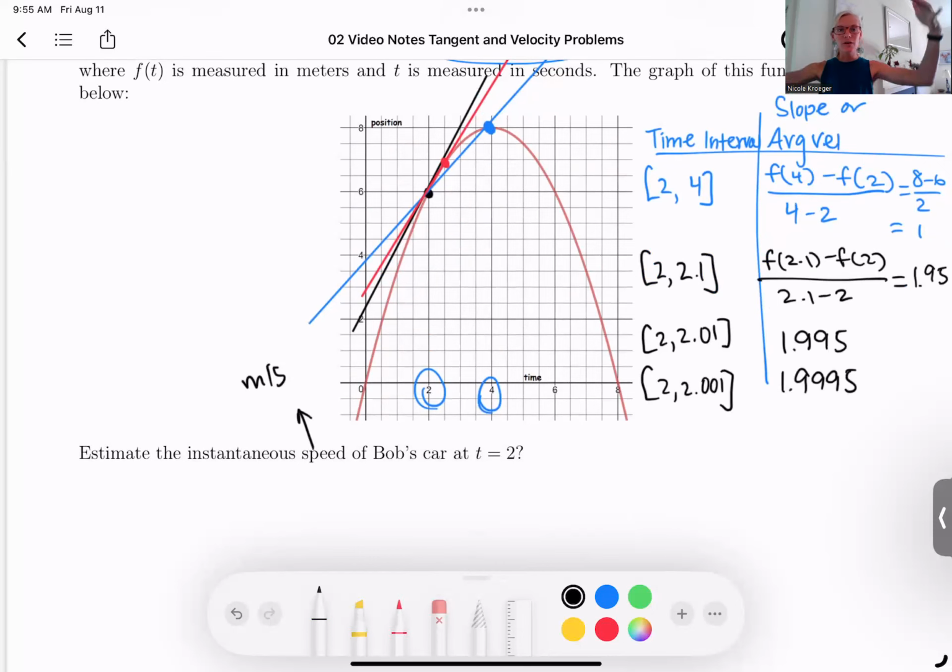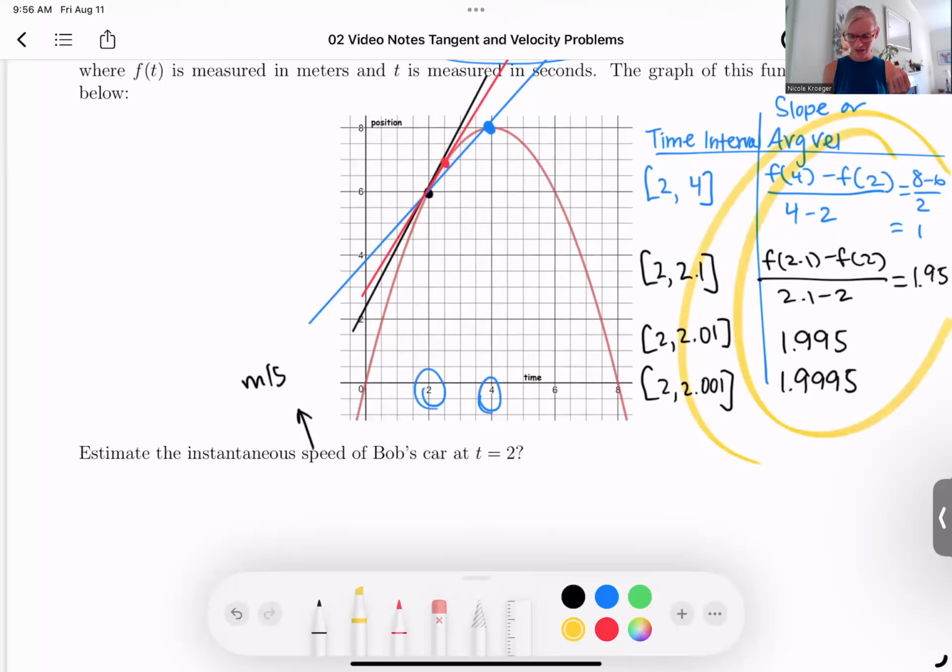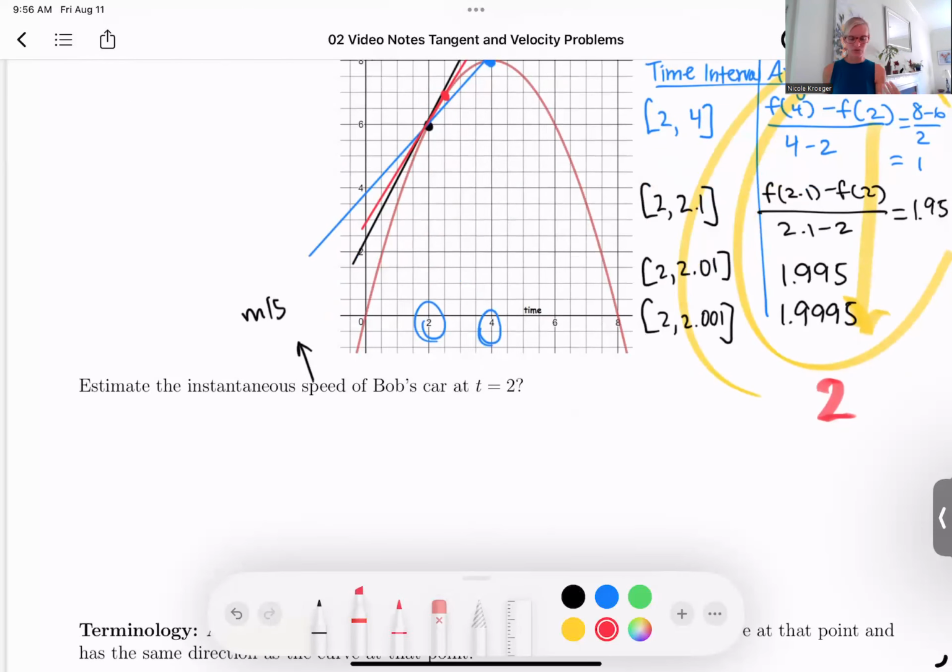Okay, so these are all approximations for the slope of that line that we care about. The slope of that line that we care about gives us the instantaneous speed. So we ask ourselves, as these points that we're picking get closer to the point that we care about, what are these slopes getting closer to? What are these values getting closer to? Well, they certainly look like they're getting closer to 2 to me. So our average velocities get closer to 2. So that means we're going to estimate his instantaneous speed to be 2 meters per second.